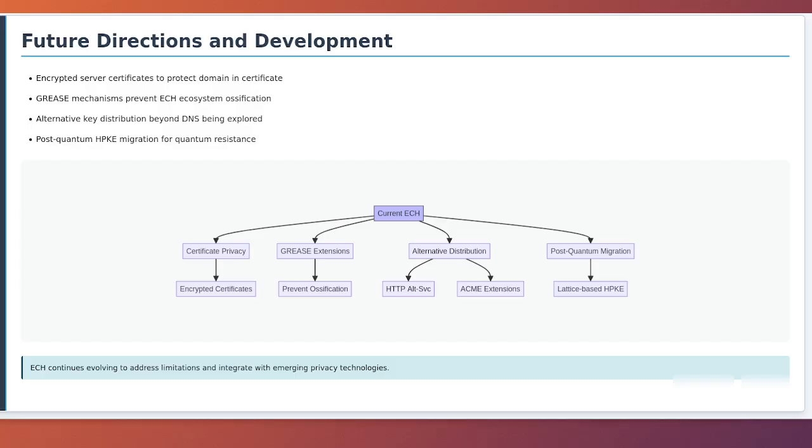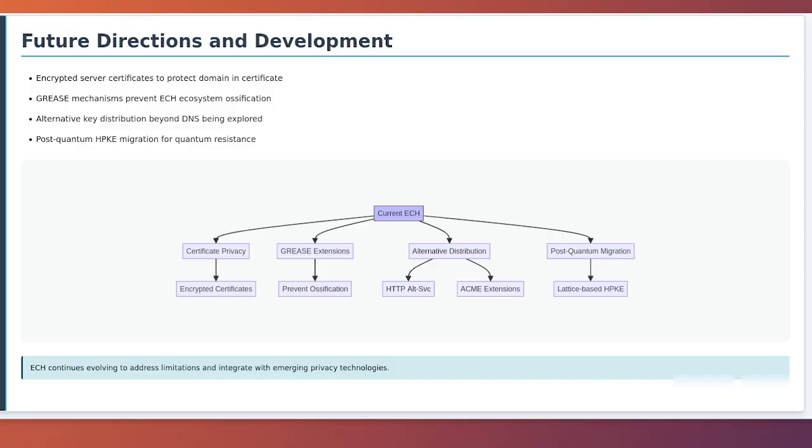Integration with other privacy-enhancing technologies is an ongoing focus. Combining ECH with IP address privacy mechanisms like masque proxying or Apple's Private Relay creates more comprehensive connection privacy. Research explores optimal architectures for combining these technologies, understanding their performance trade-offs, and developing standardized integration patterns that allow privacy technologies to compose effectively.